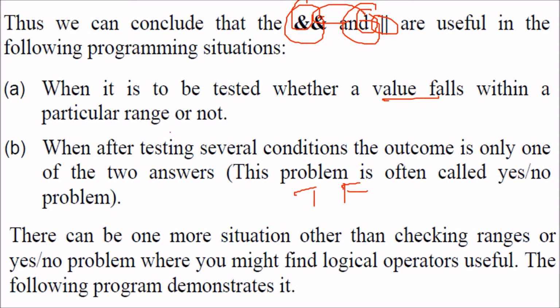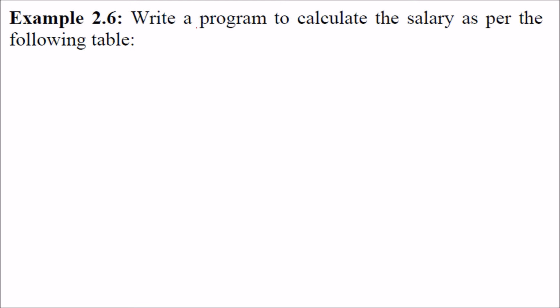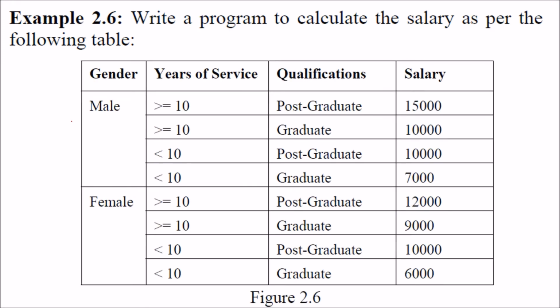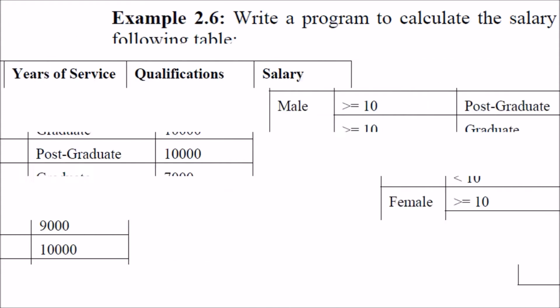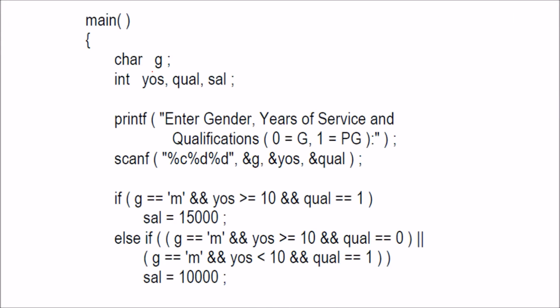So this can be extended to various more operations. Let us take an example: write a program to calculate the salary as per this table. So we have, let us see, male. One condition is male, greater than or equal to 10, postgraduate, and 15,000. Postgraduate will take 0 for graduate, 1 for postgraduate. See, all these conditions can be combined in AND and OR operations. How? We are taking the character as G. G, if it is 0, then it is graduate, 1 it will be postgraduate.